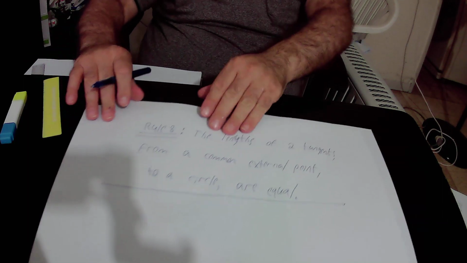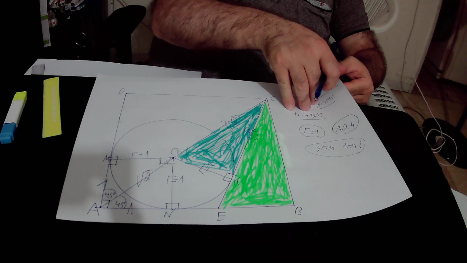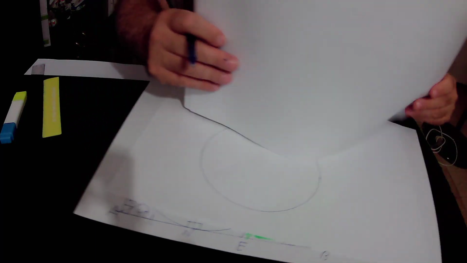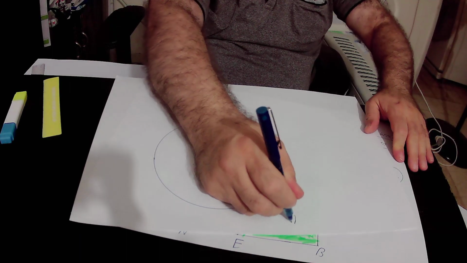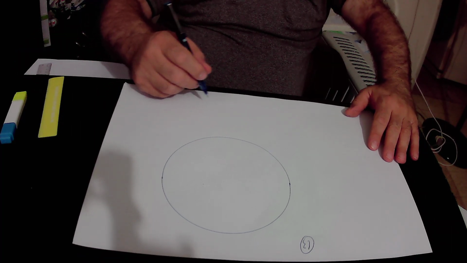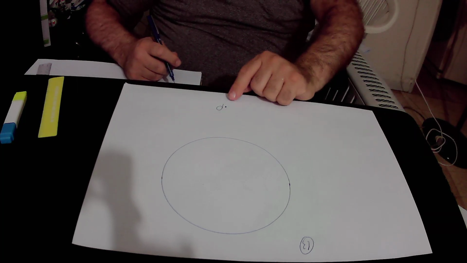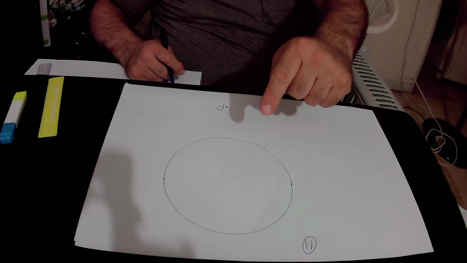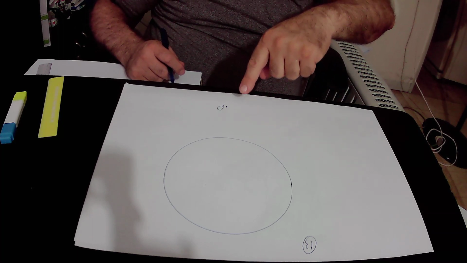So what is the meaning of rule number 8? The meaning of rule number 8 is that if we have this circle, and we have also this point, point P. Point P is actually an external point. Why is point P an external point in relation to this circle? Because point P is not located inside this circle nor on this circle, but it is located outside this circle. Therefore, it is defined as an external point in relation to this circle.